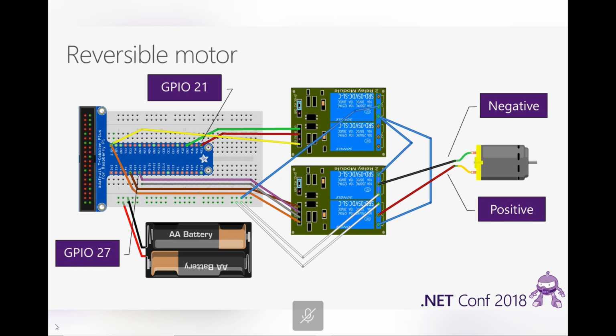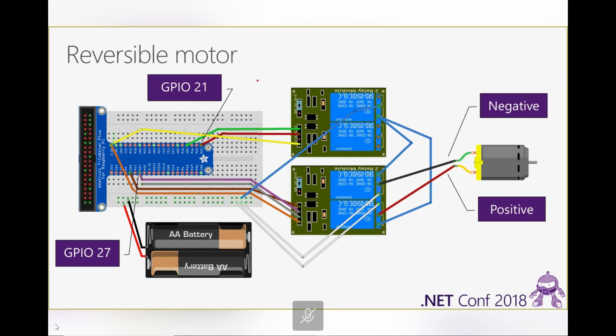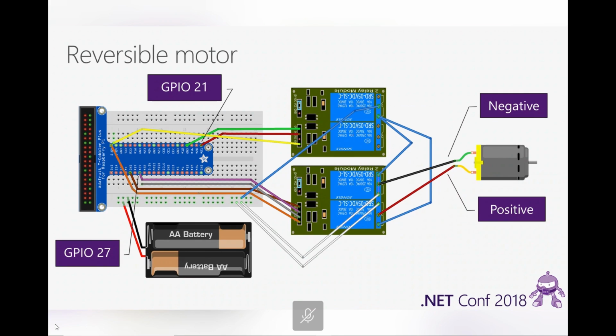So I've got 2 relay modules attached to my breadboard. And what we need to take away from this is that the first relay module, the one on the top there, is only using one of its 2 relays because these are dual relay modules. It's connected to pin 21, and all it does is open and close the circuit, turn this motor on and off. That's all it does.